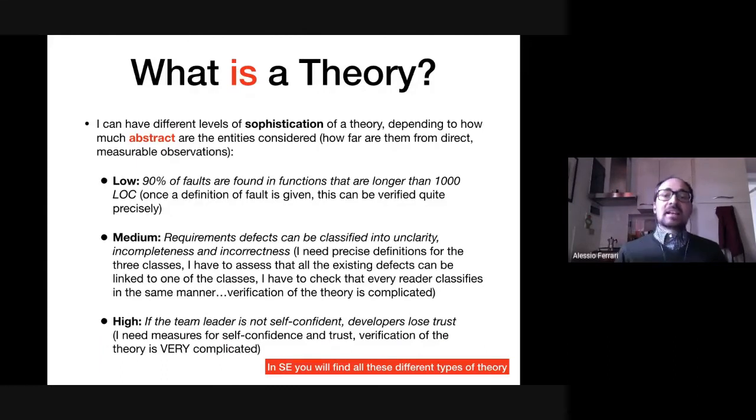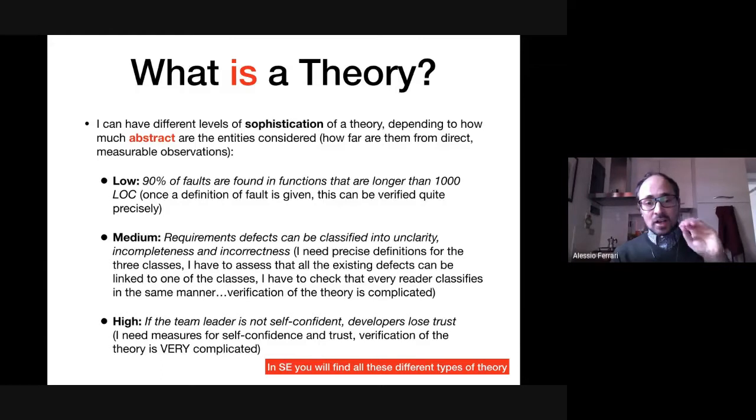Considering this, I can have different levels of sophistication of a theory, and it depends on how abstract the entities are, so how abstract are the objects and the events considered as observable phenomena. Abstract means how far they are from direct measurable observation, so how far from things that I can evaluate with numbers somehow. Here I made three examples that give you an idea of the different levels of sophistication of a theory.